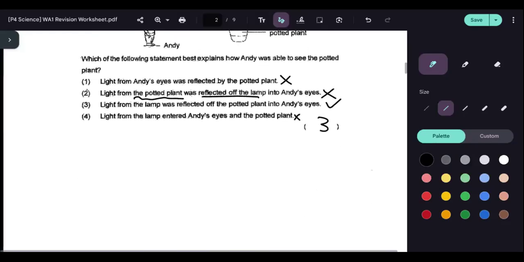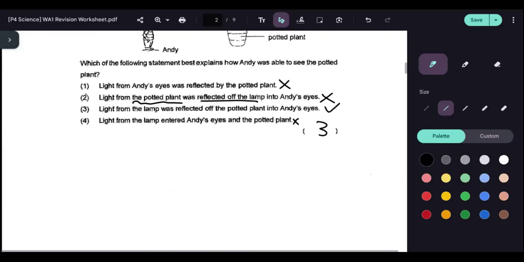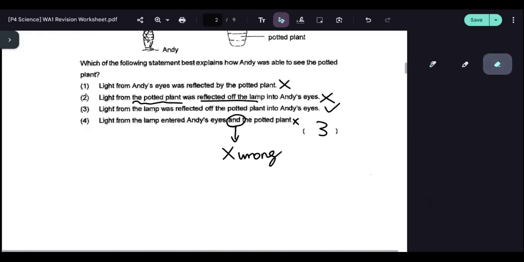Those who think that 4 is the one that you should select: light from the lamp entered Andy's eye and the potted plant. Because of the word "and" here, this is already obviously wrong, so you should not even pick it.